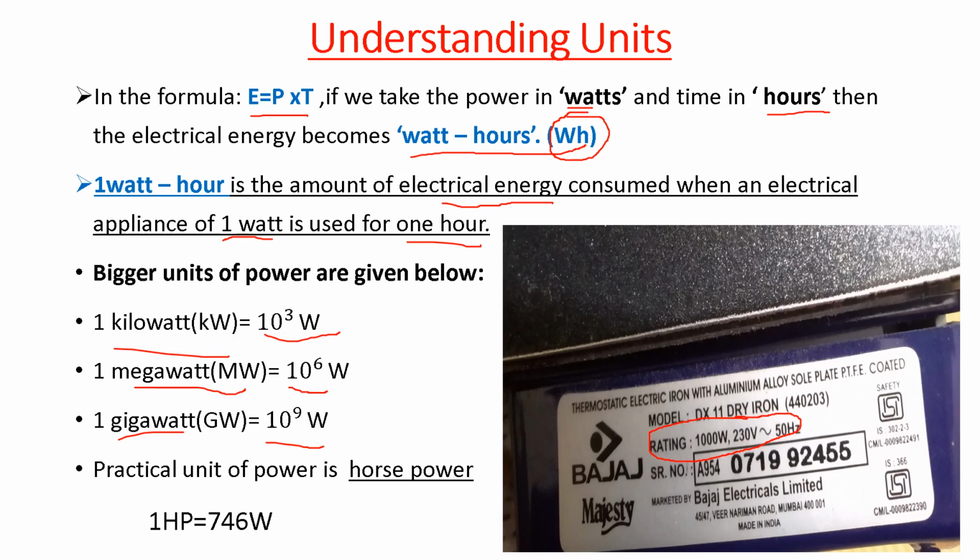Now let's see what the practical unit is. The practical unit of power is horsepower. Earlier it was used to express the amount of power before watt. Generally you might have heard that a car has this much brake horsepower, and even the power of machines is expressed in horsepower. The relation between horsepower and watt is that 1 horsepower is equal to 746 watt. So this was about the meaning of unit of electrical energy.